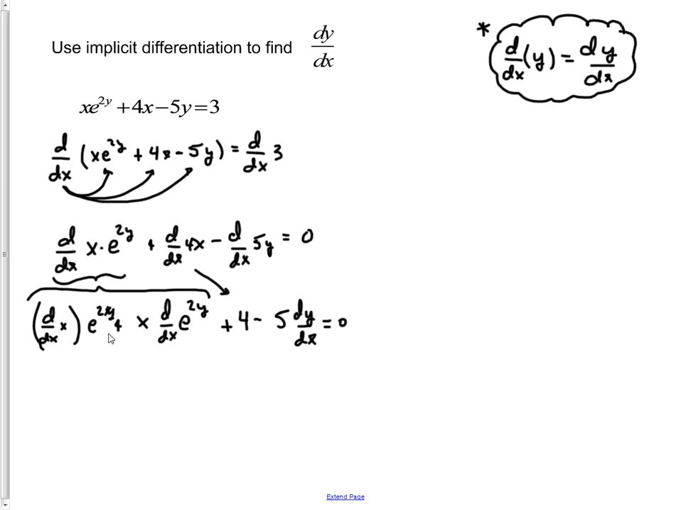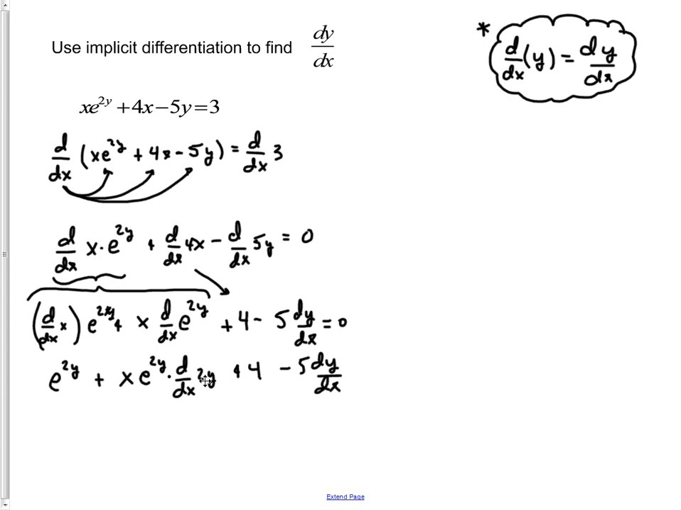Let's work this one through a little bit more. The derivative with respect to x of x is 1. So we've got e raised to the 2y power, plus x times the derivative of e to the 2y, which by our exponential form of the chain rule is e to the 2y times the derivative of 2y. Again, plus 4 minus 5 times dy/dx.